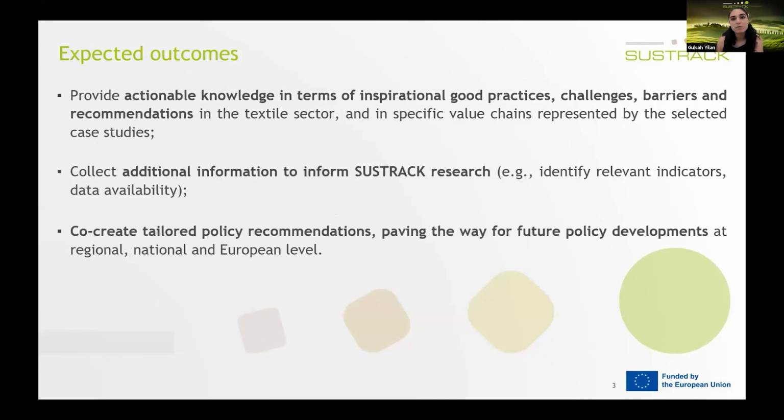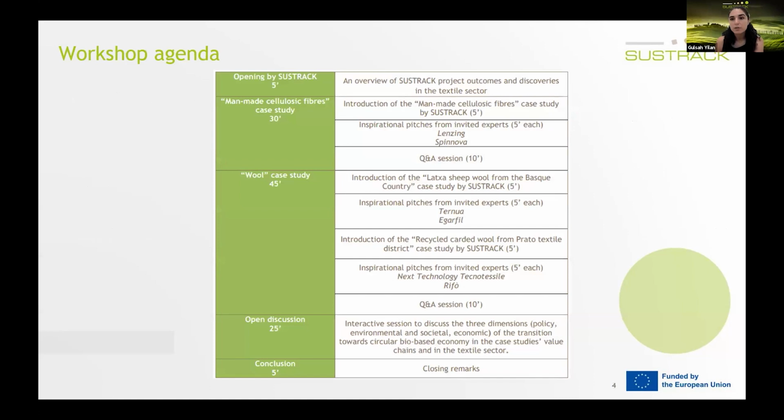And what we expect from this workshop are providing actionable knowledge in terms of inspirational good practices, challenges, barriers, and recommendations in the sector, and to collect additional information to our ongoing Sustrack research, such as identifying relevant indicators and checking data availability or data gaps. And finally, to co-create tailored policy recommendations to pave the way for future policy developments, considering different levels, such as regional, national, or European. So here is the agenda of our workshop today.